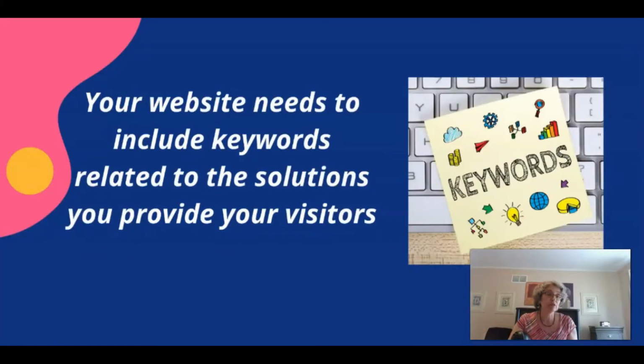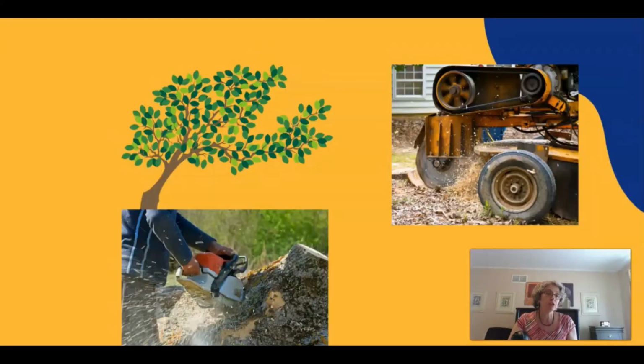In order to be found on the search engines, your website needs to include keywords related to the solutions that you provide your visitors. For example, if you're in the tree service business and you provide stump grinding, make sure that you include information on the website that relates to stump grinding. A service page of about 500 words would be great for this. Just make sure that this page has the keywords that people are searching for, like stump grinding, or stump removal, or how to get rid of a tree stump, etc.